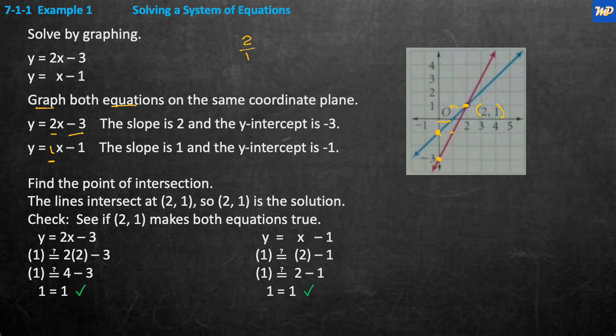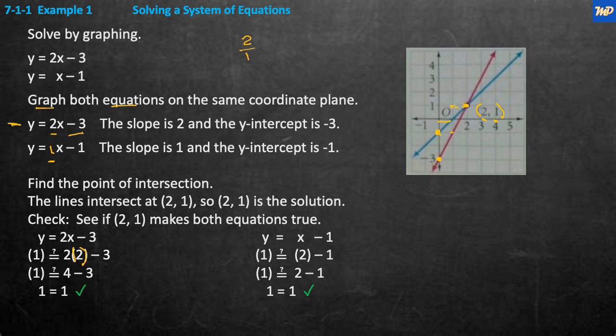So if we look at y equals 2x minus 3, that's our first equation. We substitute in y equals 1 and x equals 2. In the equation, we substitute 2 for the x, and then we solve it. What are we going to get? We're going to get 1. Is 1 equal to 2 times 2, 4, minus 3? 4 minus 3 is 1. Well, guess what? There's the solution.